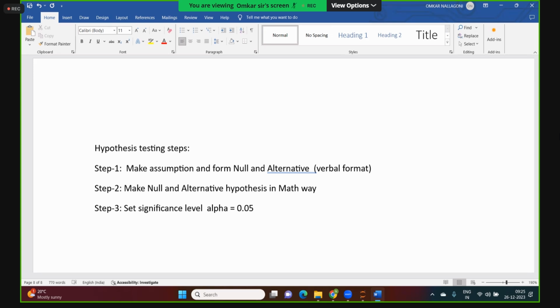What is the meaning of 0.05? Alpha equal to 95% of proof, right? 95% evidence is enough. 95% proof is enough to not reject the null hypothesis.